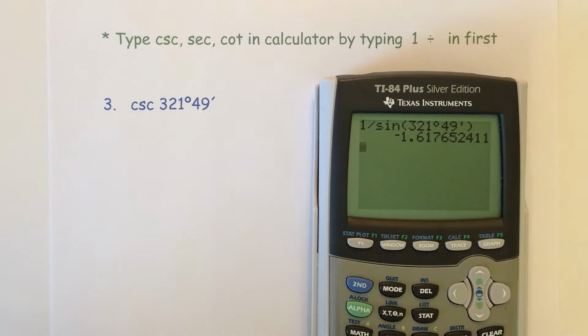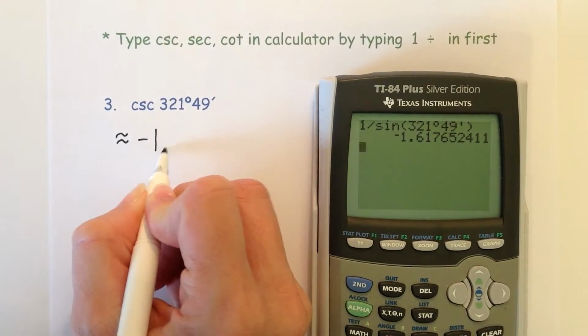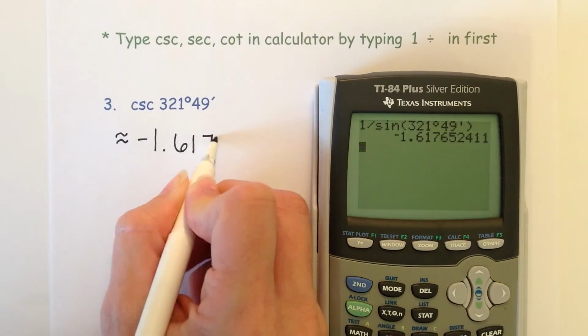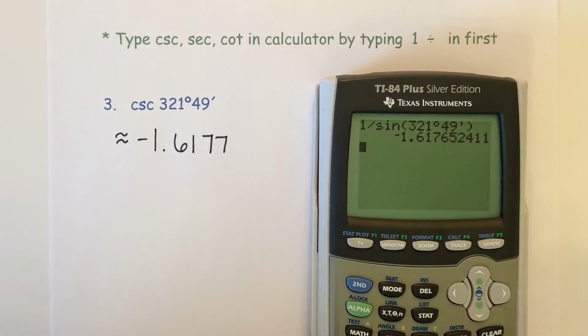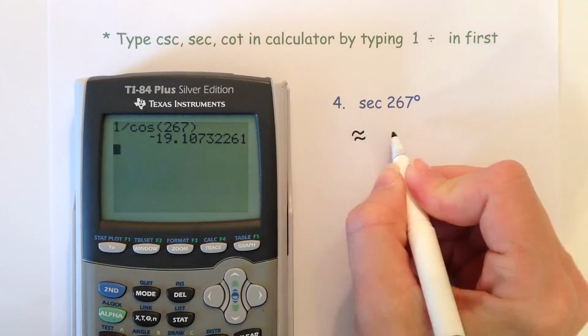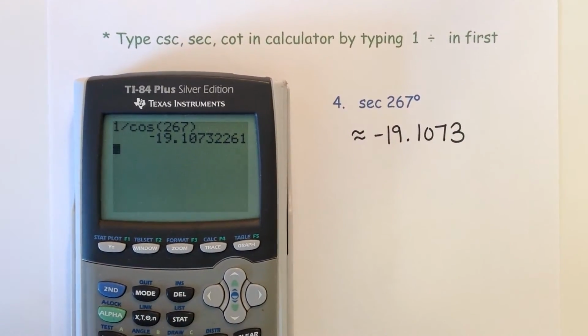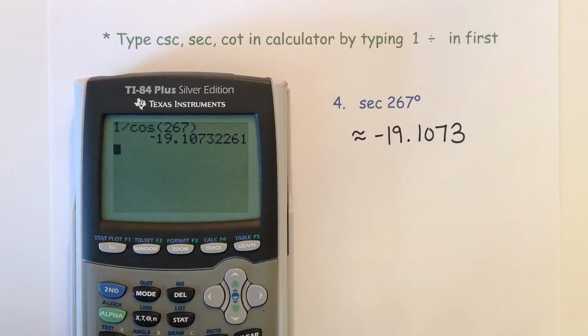And again, we're going to round this to 4 decimal places. So we would have negative 1.6177. So that one would round up also. Okay, then the last one here on this, we have secant of 276. So again, you would first start with 1 divided by, and you would use cosine this time since it's the reciprocal of secant, and then 267. And 4 decimal places here, we would have negative 19.1073. So that's all you have to do to enter those types of problems into your calculator.